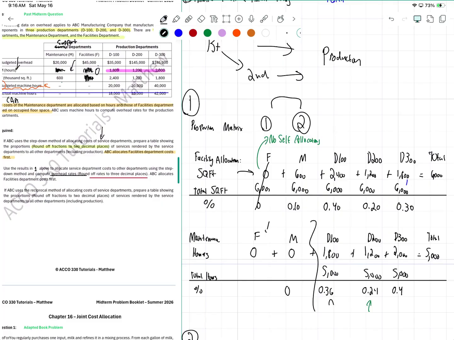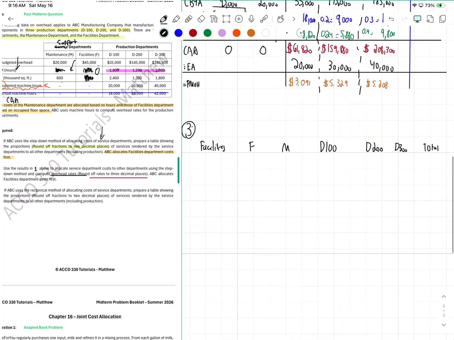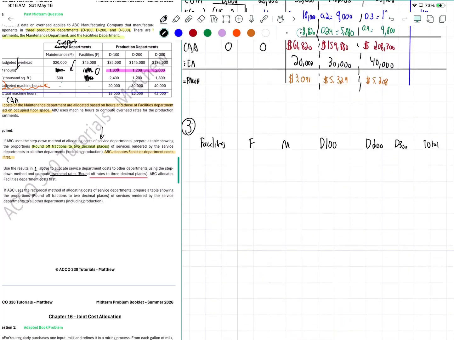There's no self allocations ever. And then, guys, because facilities is the first rank, you see here how they're going to help everyone? Because the whole idea of reciprocal is that everyone helps everyone. You reciprocate. The English definition of reciprocal is to just give back what you take. So it's going to look the same as the step down method. So we're going to do that right now.